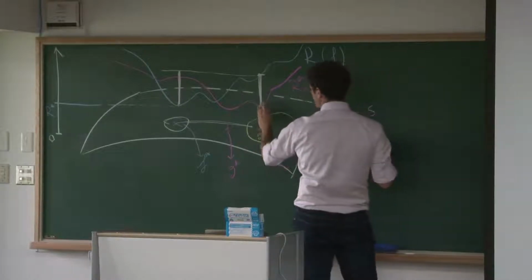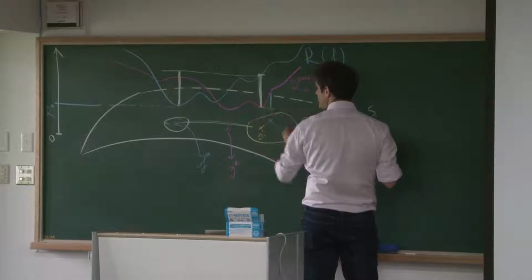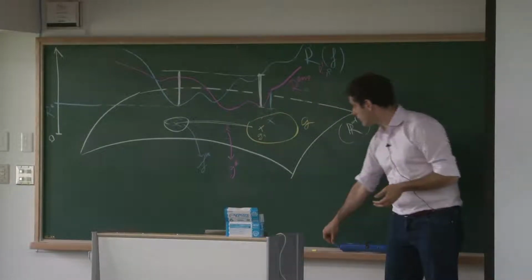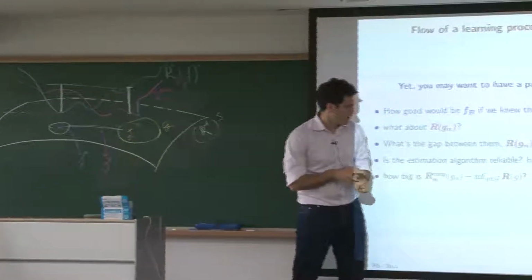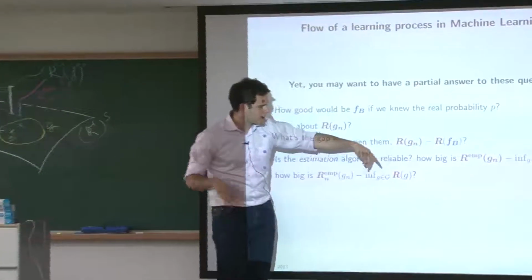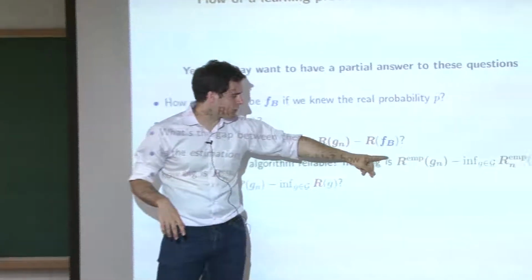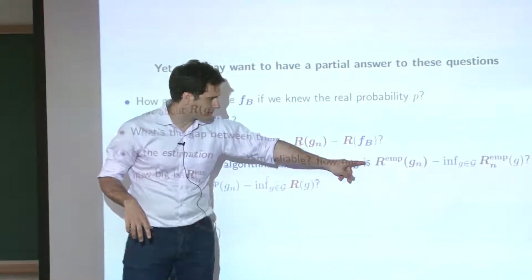So in that case, what you would be comparing is the difference between the best and what you have obtained. This is a different thing, actually. This is even another thing. It's the difference between the empirical risk of Gn.